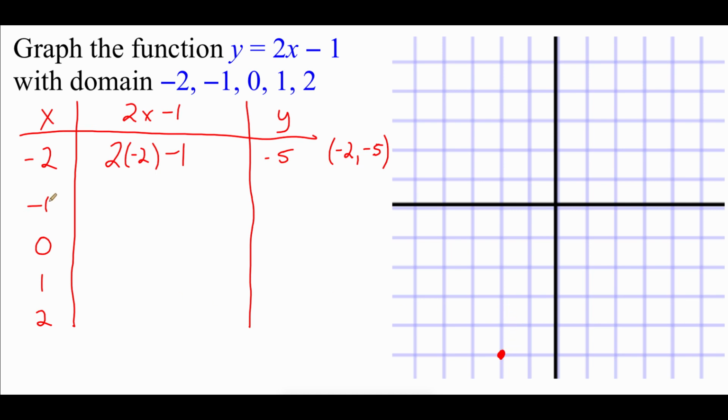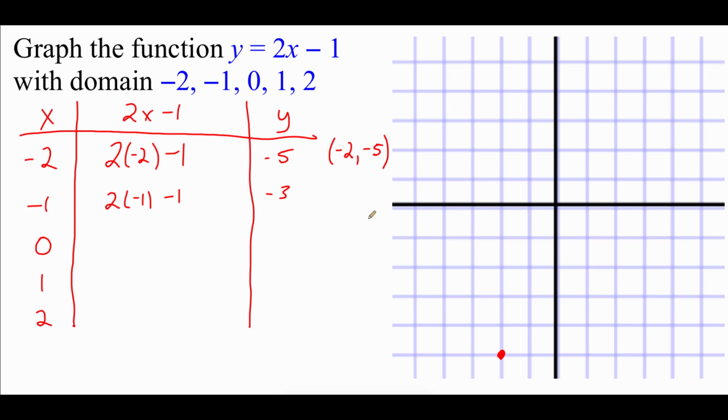Now looking at the next x value, we're supposed to plug in negative 1. So in my function, I'm going to replace the x with a negative 1. So we get 2 times negative 1 minus 1. And now we're going to simplify this down to get a y value answer. So 2 times negative 1 is negative 2. And if I subtract 1 from that, we get negative 3.